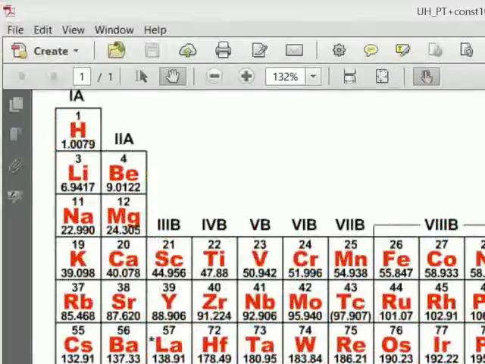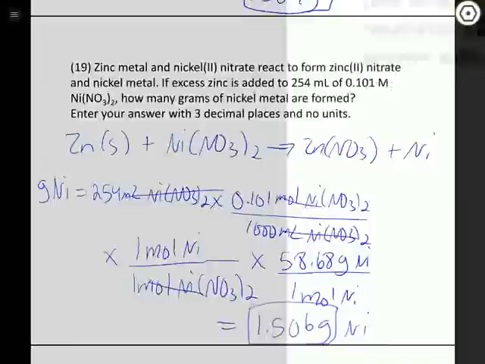Okay, we're back from our commercial break. Let's finish off this last problem that I didn't get to during the actual session.